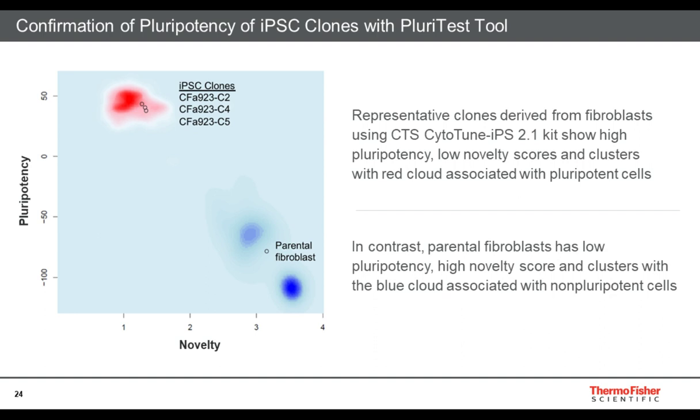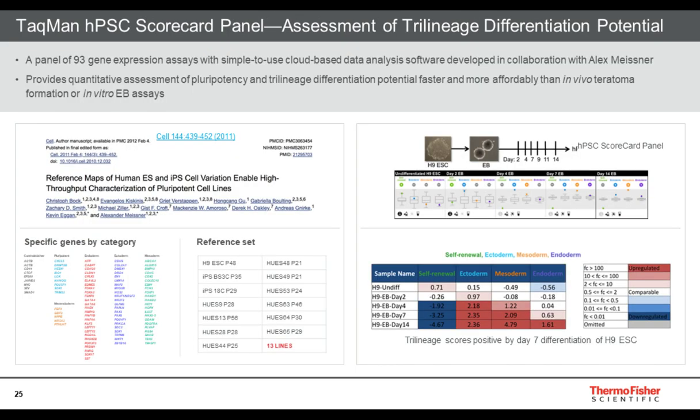So let's look at what the analysis data might look like when you're running this pluripotency test. As you remember at the beginning of the talk, we did the fibroblast reprogramming, and we derived 3 clones from the parental fibroblast. That parental fibroblast is in the bottom right-hand corner in blue, and it shows a high novelty score as well as a very low pluripotency score. The pluripotency is on the left-hand side, and the novelty is on the bottom. Our iPSC clones that we reprogrammed and derived are high on the pluripotency score and low in the novelty score. So what this means is that they have high pluripotency and low novelty, which means they're not differentiated. This is a really nice way to show that your clones are pluripotent.